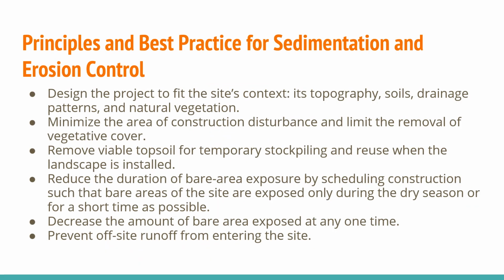Now, what are the principles for preventing this? Well, we want to design the project to fit the site's context, its topography, its soils, its drainage patterns, and natural vegetation. We want to try to disrupt the natural flow as little as possible. That means limiting the removal of vegetative cover, keeping viable topsoil for reuse once the landscape is installed, and reducing the duration of excavation so that we don't have to impact and disturb that natural topography.